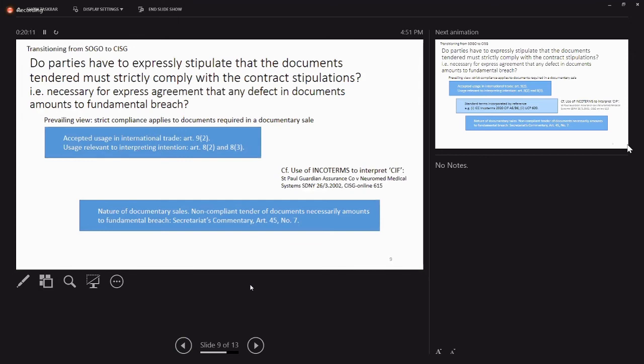Now, the other argument which furthers this is the relevance of usage in interpreting parties' intentions, which is found in Articles 8.2 and 8.3. Insofar as parties are in a particular kind of industry, there's a usage which is set to apply to their contracts, and that will be used to interpret what they actually mean when they say CIF, for example.